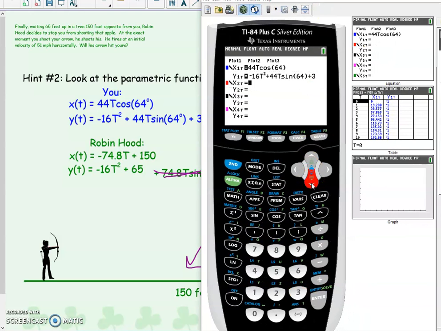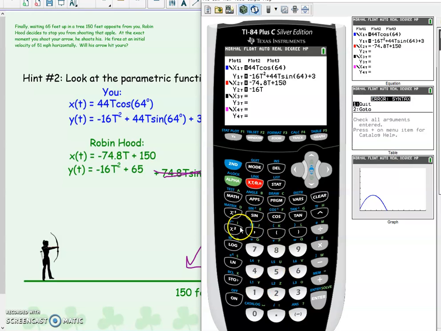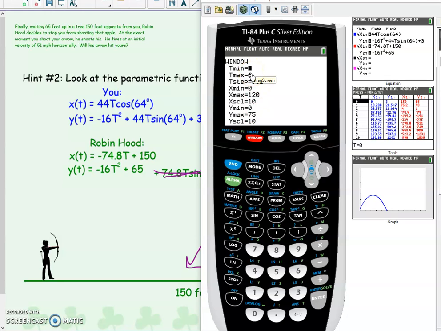Now for Robin Hood's arrows, we're going to do negative 74.8 t plus 150. And for his height, negative 16 t squared plus 65. Now, let's go to our window. I think for time we should be okay with 6 seconds. That's kind of a lot of time.